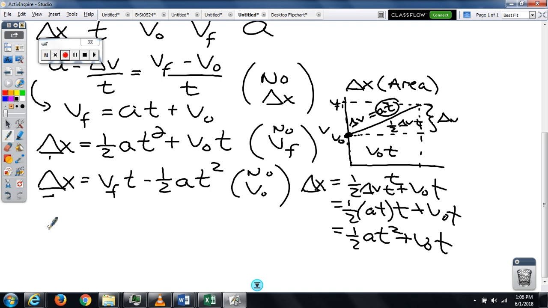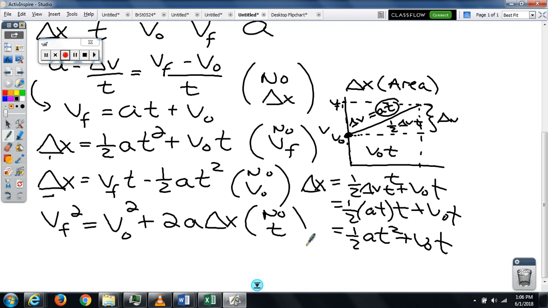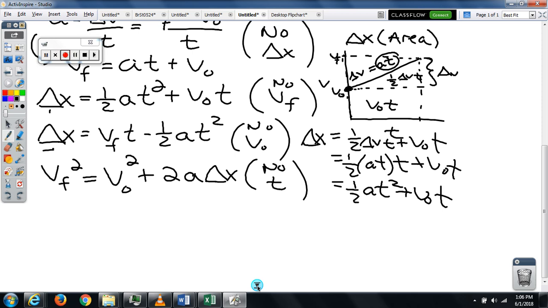And then the last one, combining these equations, is the equation where you don't have time. So you get v final squared equals v initial squared plus 2 times acceleration times displacement. And so that's with no time. There is another equation, but we rarely have used it this year. It's one that doesn't have acceleration in it.